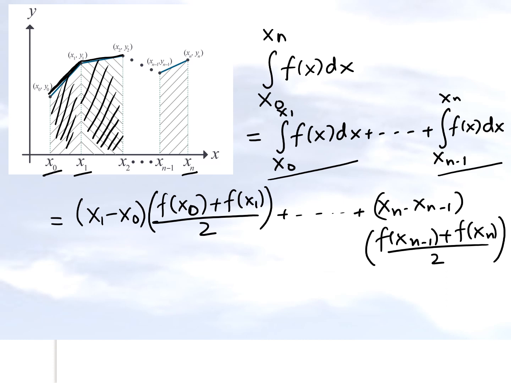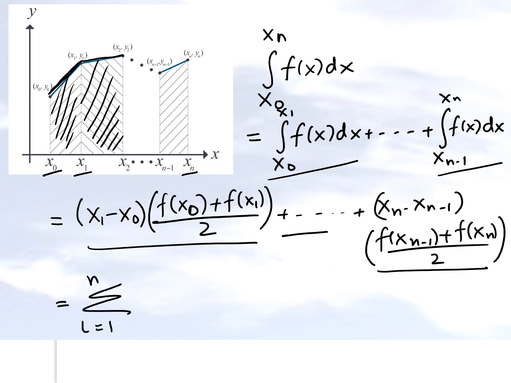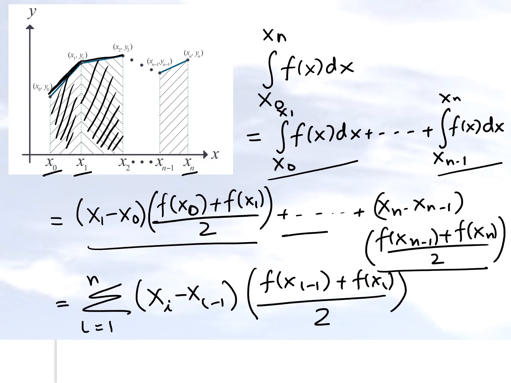So if we were going to now try to write this in terms of a summation, you can see the pattern there in each of these single application trapezoidal rules. So I can say this is the summation from i equal to 1 to n of xi minus xi minus 1 times f of xi minus 1 plus f of xi, divided by 2. So that's what the end result turns out to be. In fact, I should have changed this into an approximately sign, because now we're applying the single application trapezoidal rule.